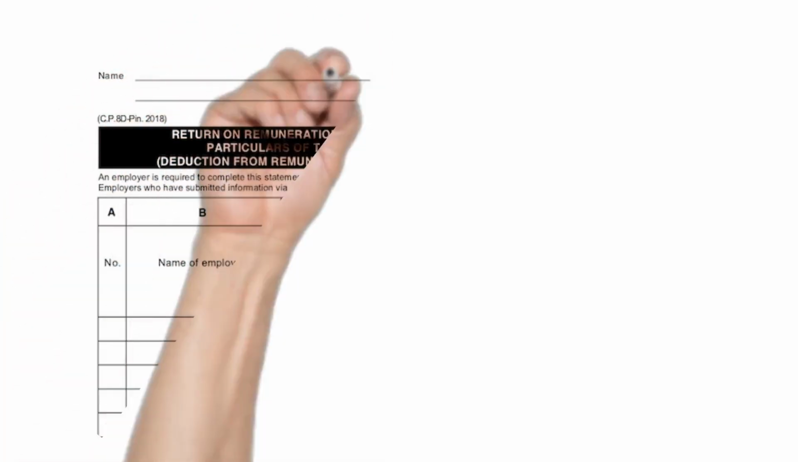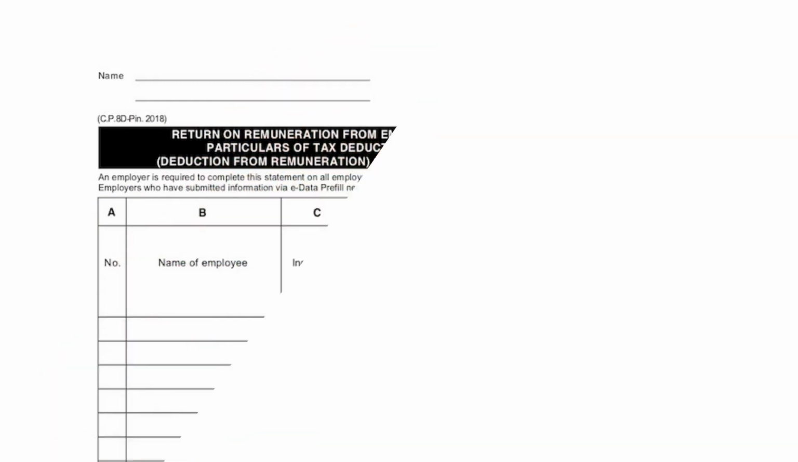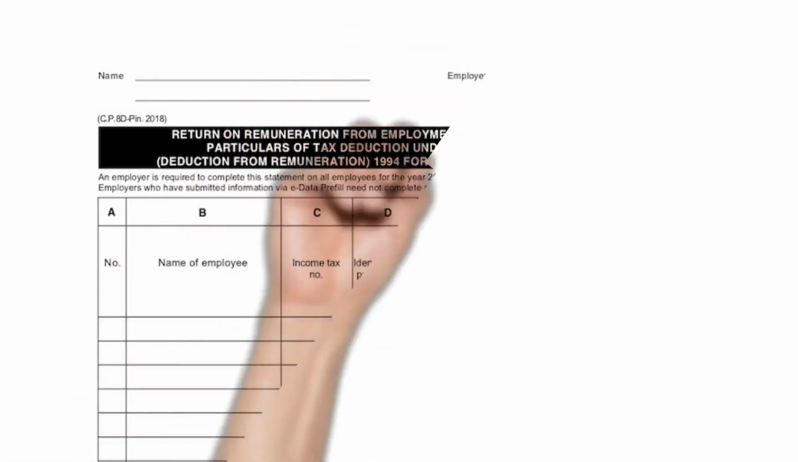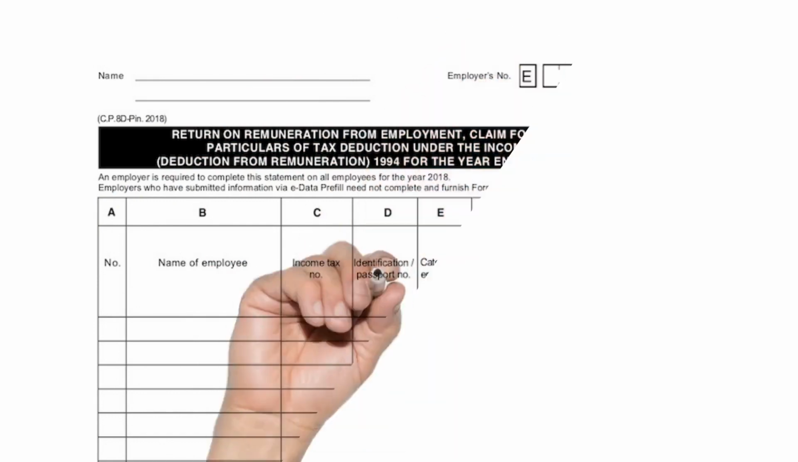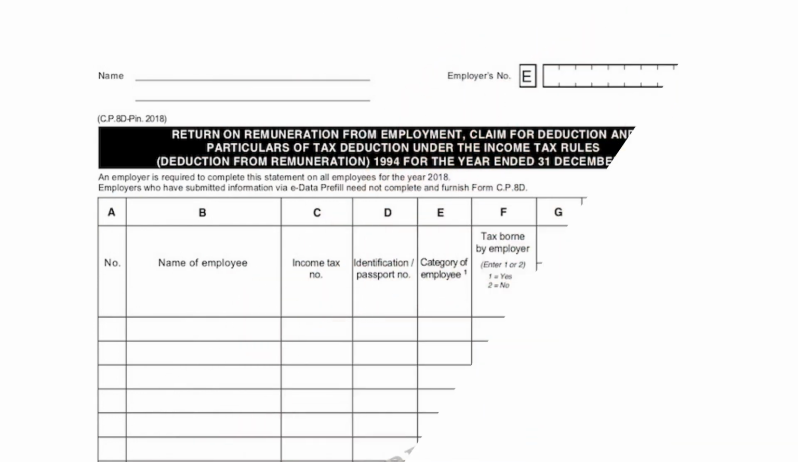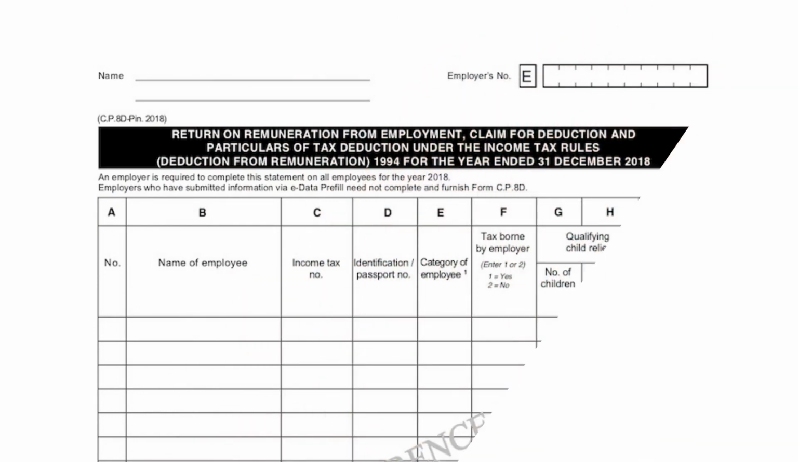Employer obligation number 3 is to submit your CP8D. CP8D is actually a form within Form E itself. So Form E and CP8D we submit together. Let's look at CP8D. So what is the information that is required in this form?